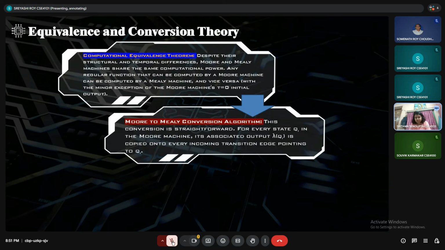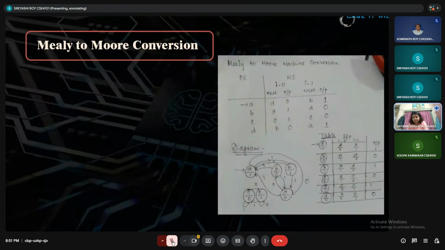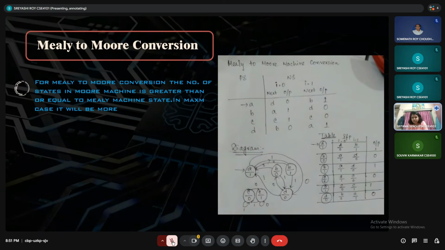Then I will go to the conversion portion. There are two types of conversion: Moore to Mealy machine conversion and Mealy to Moore machine conversion. If we can draw a diagram for the Moore machine, we can easily convert it to a Mealy machine, and vice versa is also true. Now the next slide is Mealy to Moore machine conversion.